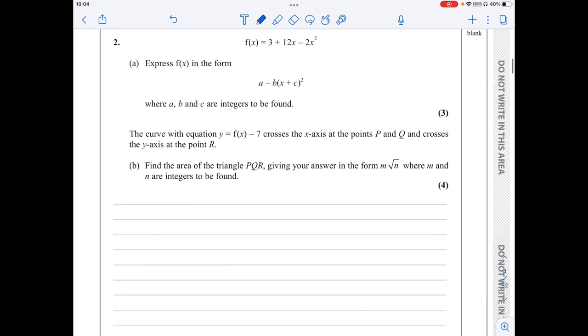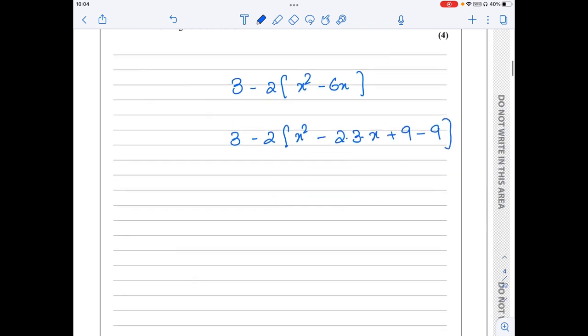Question number 2. So f of x is given, and it is asking us to write it in completed square form. Take negative 2 common, so it becomes x squared minus 6x. Identify the b term, which is x squared minus 2 times 3 times x. Add 3 squared, subtract 3 squared, which is 9. So the first 3 terms become (x minus 3) whole squared minus 9.